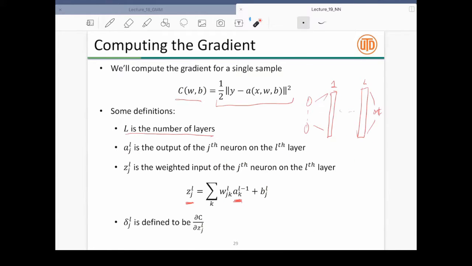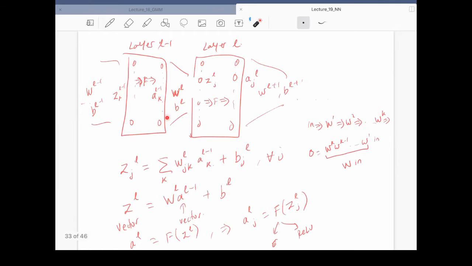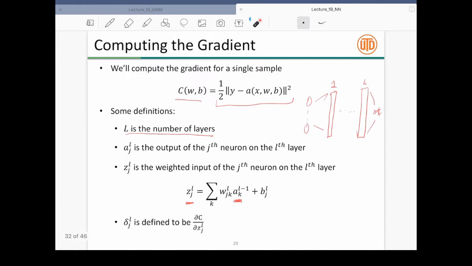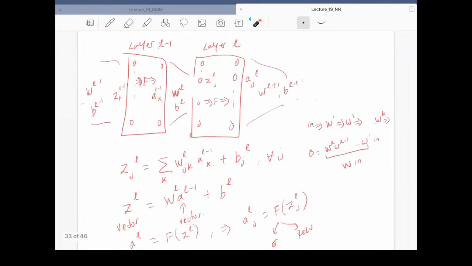Aj of L is the output of the jth neuron at layer L, and Zj of L corresponds to the weighted input. So Z of L is equal to WL multiplied by A of L minus 1 plus B. This is in matrix multiplication terms: a matrix multiplied by a vector plus a vector. Finally, you have AL equal to F of ZL. So F is the non-linearity.